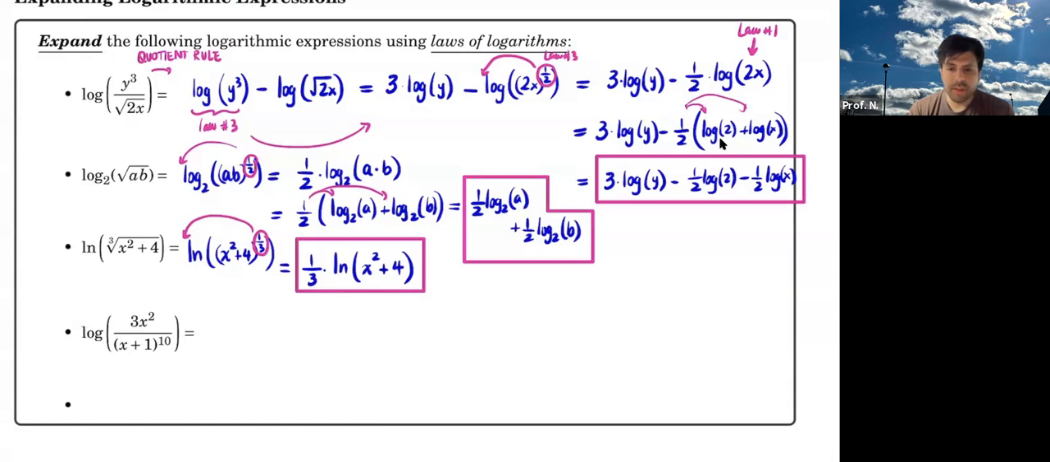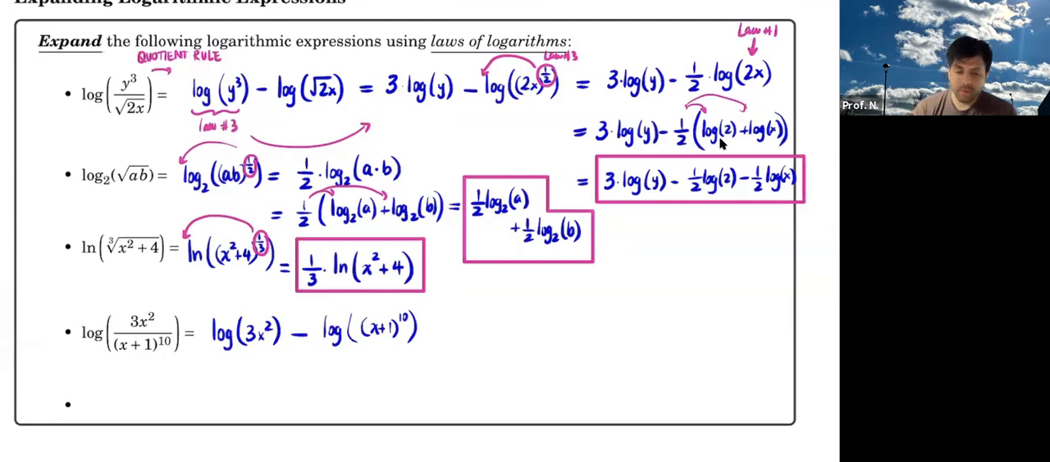So the very last one here, we have log of 3x squared divided by (x plus 1) to the 10th power. So the first thing we realize is what? This is a fraction. So the fraction I can split up by the quotient rule. So this is log of 3x squared. And when we do that, we have to subtract log of (x plus 1) to the 10th power.